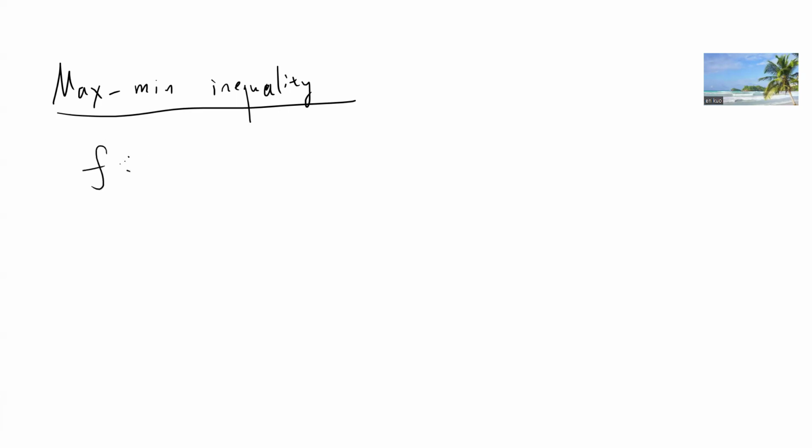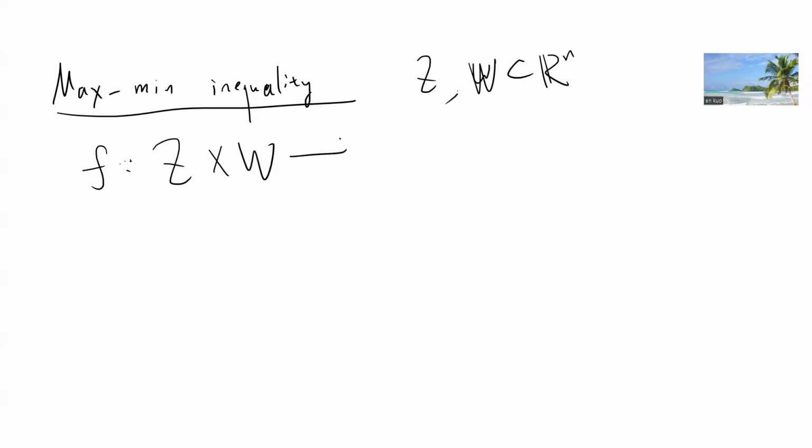Let's say Z and W are subsets of n-dimensional vector space. So suppose I have a function from Z times W to a real number. Then this theorem says the following.